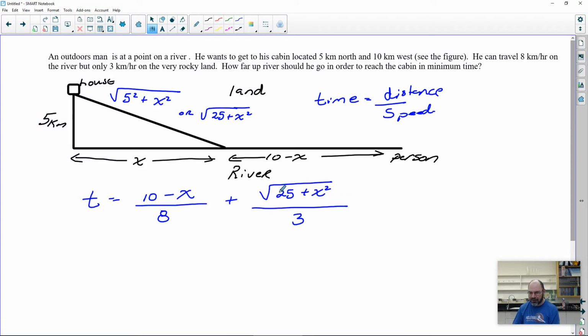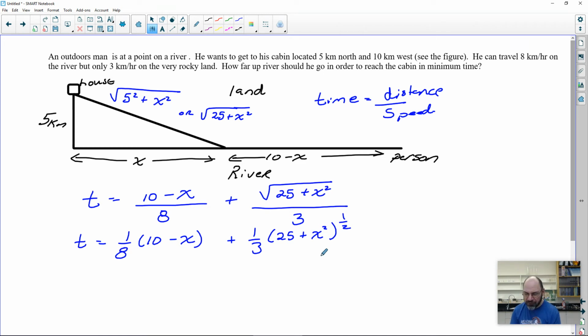I'm going to rewrite it in fraction form so that we can take the derivative to minimize it. So I'm going to write this as time equals 1/8 times (10 minus x) plus 1/3 times (25 plus x squared) to the 1/2 power.